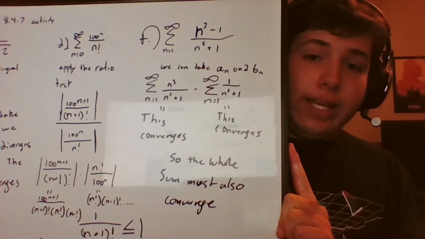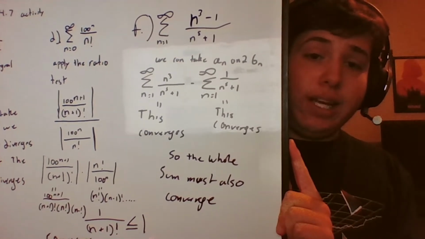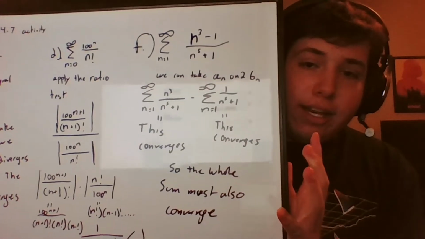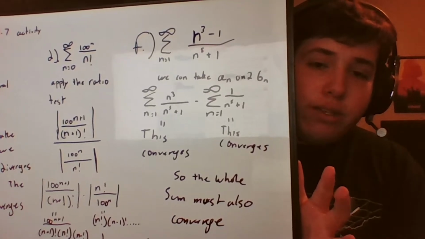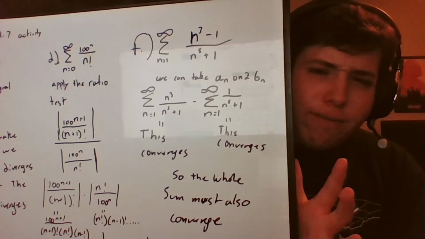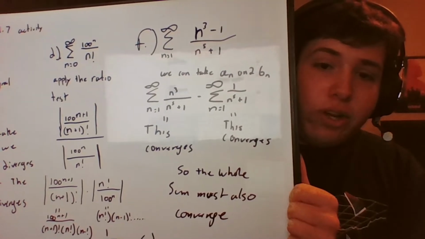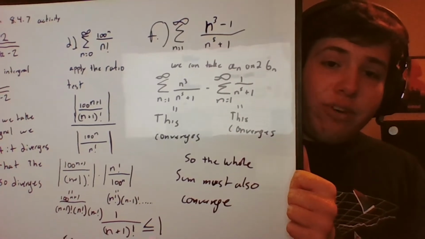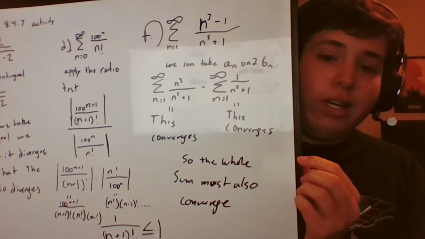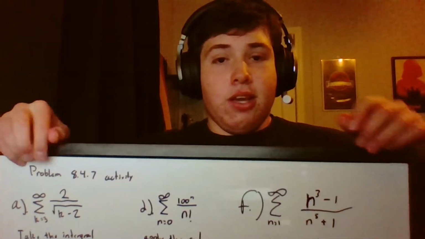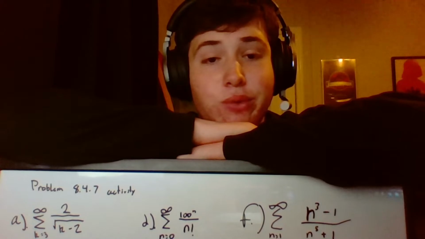Then we can look at n^3 and n^5 in the first one, and we see that again, that 5 is just going to wipe everything off the field. The 3 is not even going to stand a chance, and it's just going to die. So they both converge, and if they both converge, that means the whole summation will converge. So yeah, that was my 3 problems for 8.4.7.